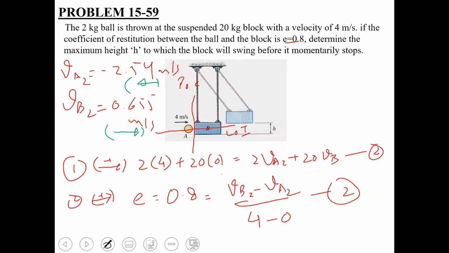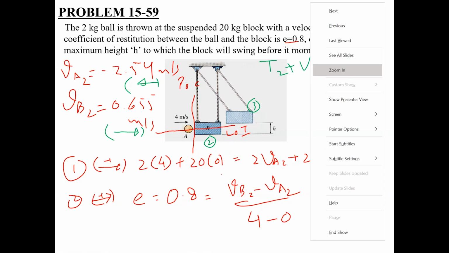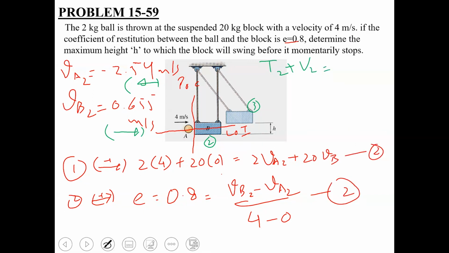Now, once this block B has got this much momentum due to the velocity 0.655 meters per second, how are you going to find the maximum height attained by this block B? What principle should you apply here? Conservation of energy. So you are going to apply the conservation of energy principle on block B from position 2, which is just after impact, to position 3, which is the position of maximum swing, where you have to find this height h. So applying the conservation of energy principle on this block between position 2 and position 3, it says that T2 plus V2 should be equal to T3 plus V3.